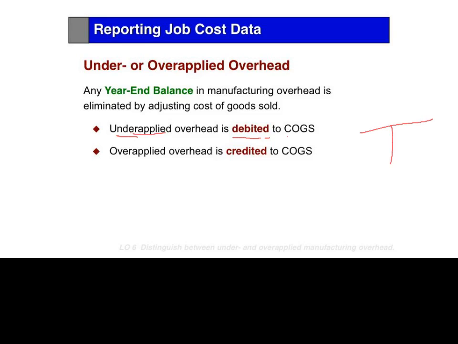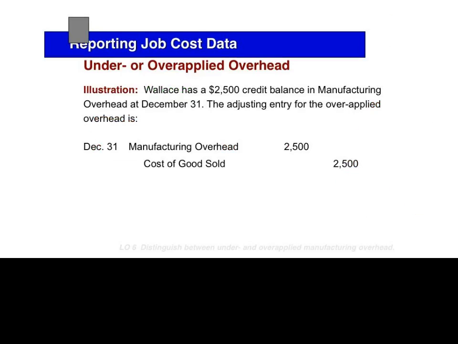Right now, the cost of goods sold has the actual direct material, the actual direct labor, but an estimate for the overhead. And if that estimate is low, then I debit the cost of goods sold to bring it up. If the estimate is high, I credit the cost of goods sold to bring it down.